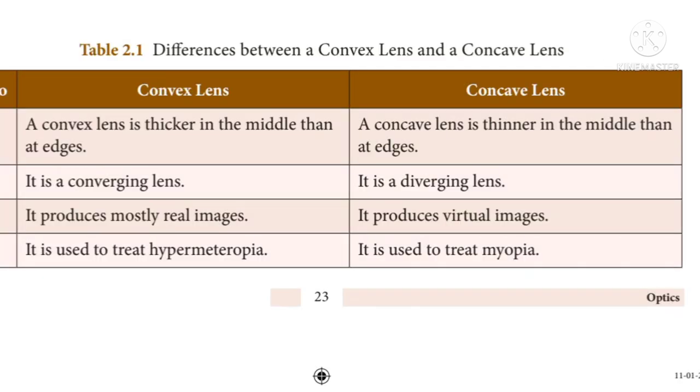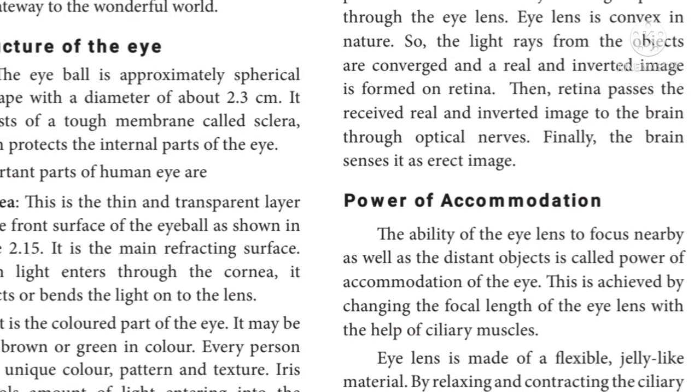Seventh question, what is power of accommodation of eye? It is in page number 24. Power of accommodation: the ability of the eye lens to focus nearby as well as distant objects is called power of accommodation of the eye.